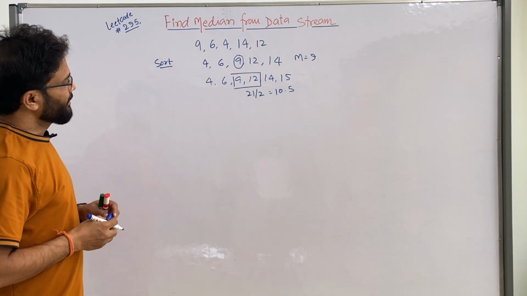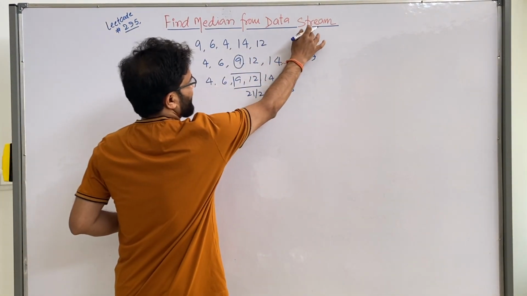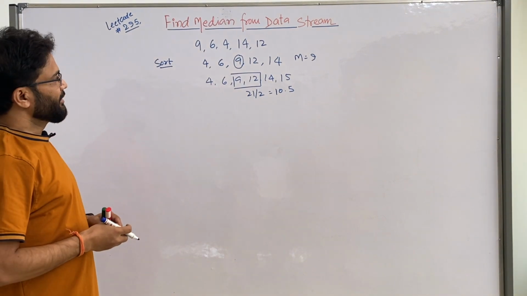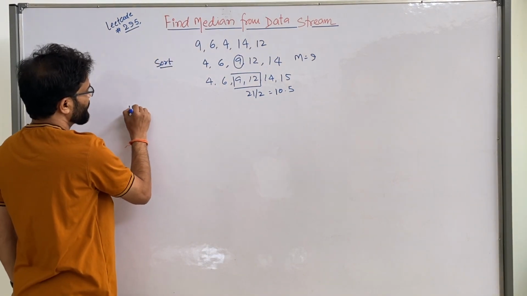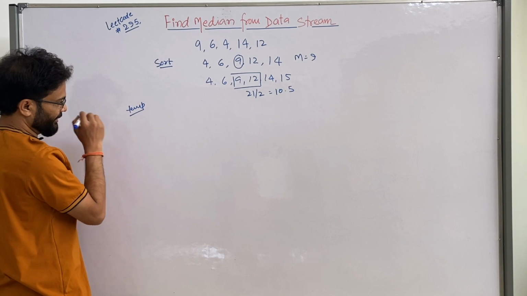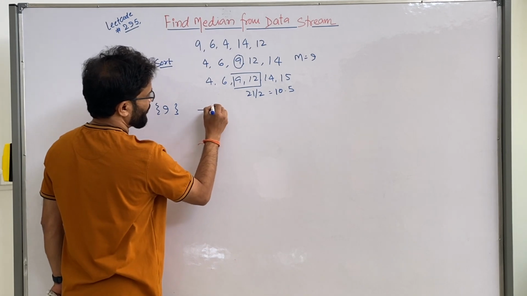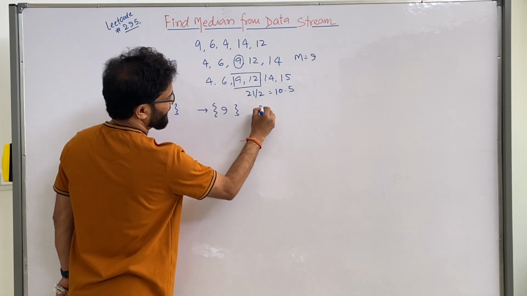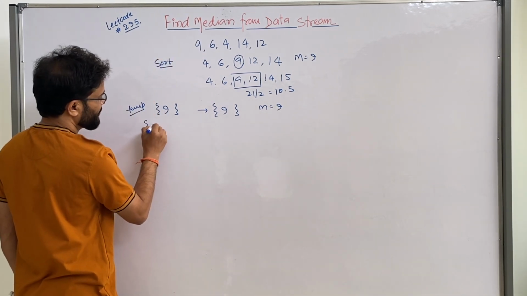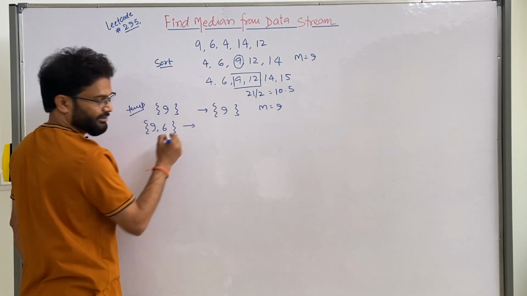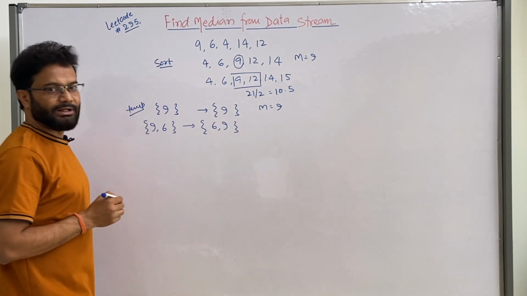But the problem is that this is not static data. It is stream data, meaning data keeps coming. So suppose first your data 9 came, you will keep it in a temporary array or list. You keep 9, sort it, and the median is 9. Now another data comes, 6. When 6 comes, you have 9, 6, and you sort it, it becomes 6, 9, and now the count is even.